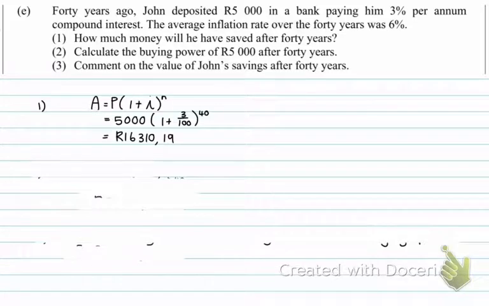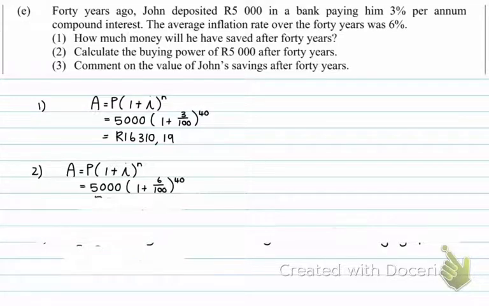Remember, we are going to work with the inflation rate now. So again, it is the compound interest formula that we are going to use. P will be 5,000, I will now be 6% because that is the inflation rate, and N is still 40. Substitute that into your formula and you will find that your answer will be 51,428 rand and 59 cents.